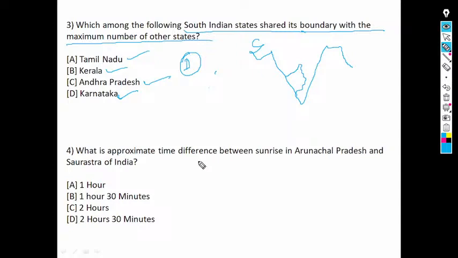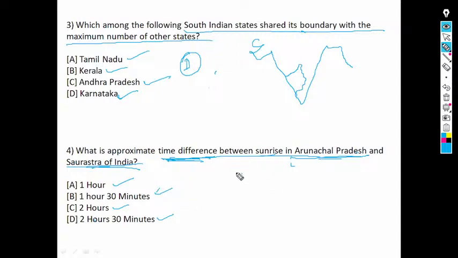Next, what is the approximate time difference between sunrise in Arunachal Pradesh and Saurashtra of India? 1 hour, 1 hour 30 minutes, 2 hours, or 2 hours 30 minutes. Approximate time difference of sunrise in Arunachal Pradesh and Saurashtra.